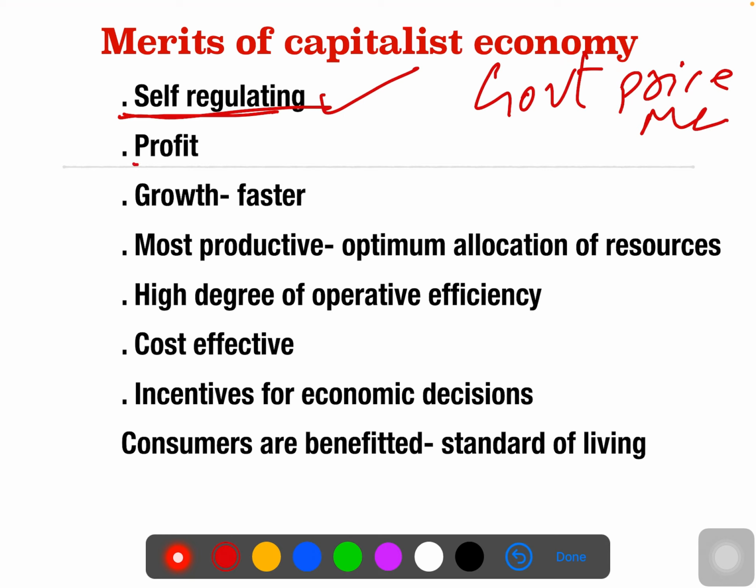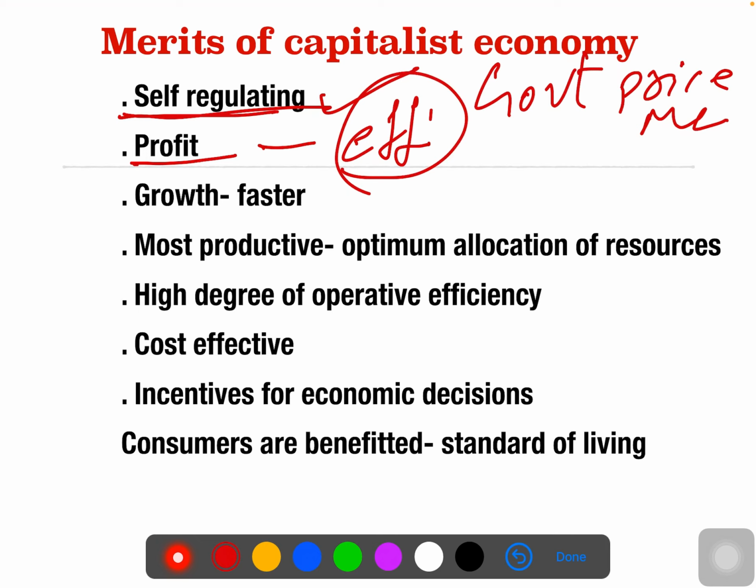And the second one is profit. When it comes to profit, every economy thinks about private property, and everybody's driving force is profit. When he is expecting more profit, the greater will be the efficiency. Because if he wants more profit, his good should be good. So in that case, efficiency will be very good.